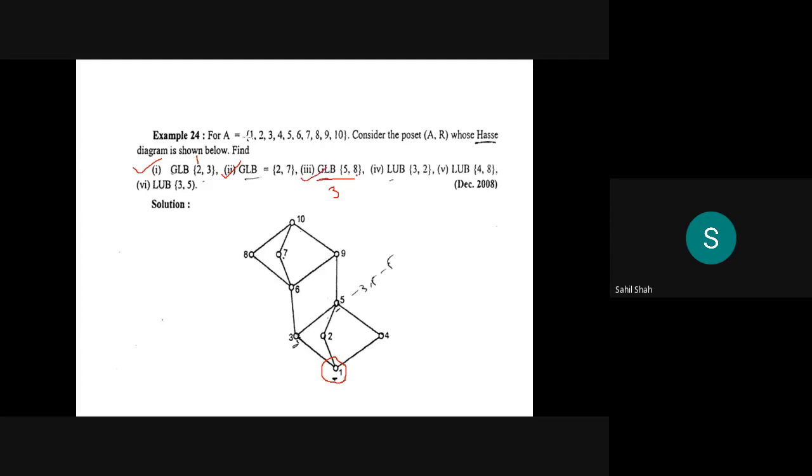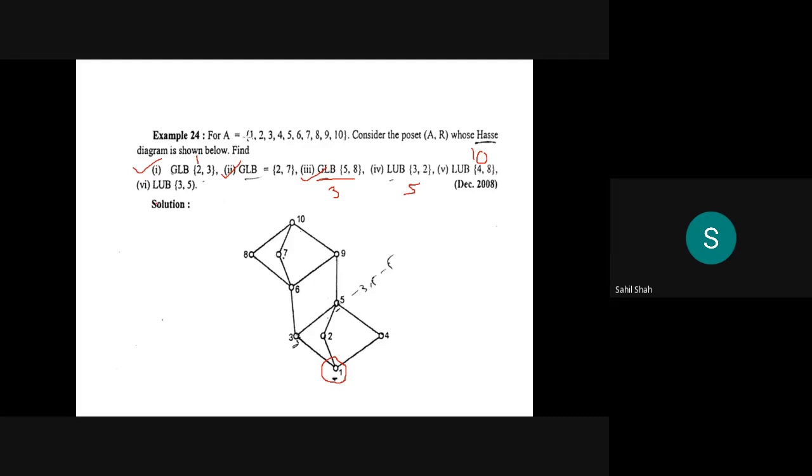I think you are now clear. What is the least upper bound of 3 comma 2? I hope we have already covered this in example number 1. The greatest lower bound of 2 comma 3 was 1 and the least upper bound was 5. So this will be the answer, 5. Now the least upper bound of pair 4 comma 8. Upper bounds of 4 are 5, 9, 10, while the upper bound of 8 is only 10. So I'm going to have my answer as 10 here.